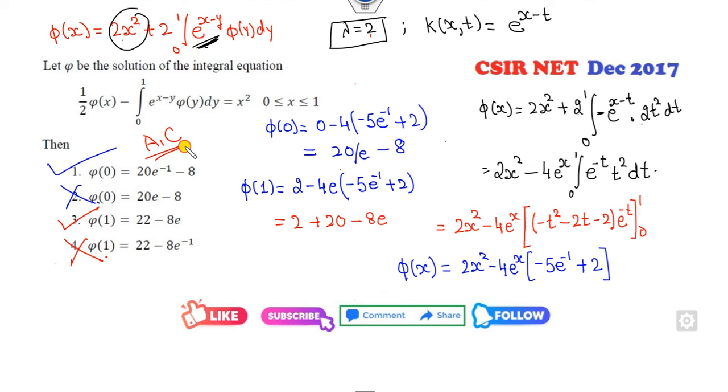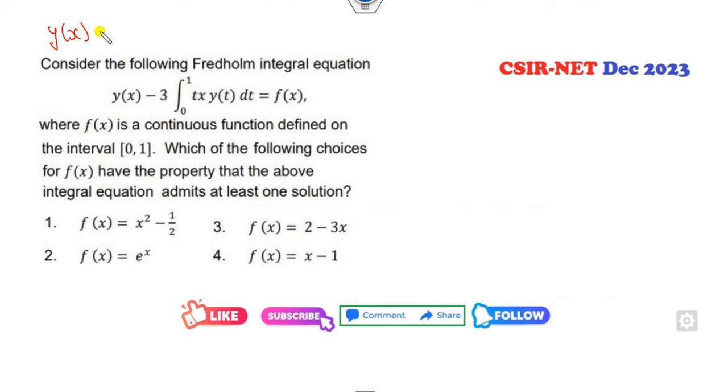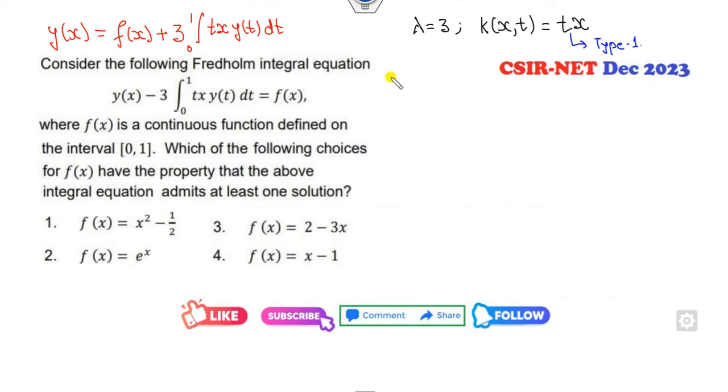Again, this is the Fredholm equation. You can write it in the simplified form: f x plus 3 times integral 0 to t of this. Can you find the eigenvalue? 3. Can you find the kernel? K of x comma t is my t x. Again, this is my type 1. Fine. So I can start from this part first. Always start from this category.